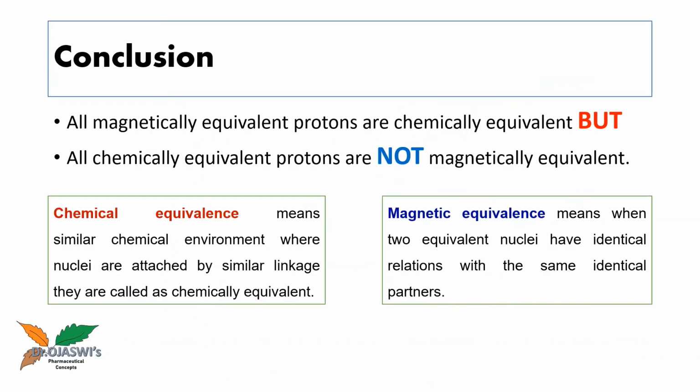Before we end, let me conclude that all magnetically equivalent protons are chemically equivalent, but all chemically equivalent protons are not magnetically equivalent. Chemical equivalence means a similar chemical environment, where nuclei are attached by similar linkages. Those are chemically equivalent nuclei. But magnetic equivalence means that when two equivalent nuclei have identical relations with the same identical partners, only then can we call them magnetically equivalent.